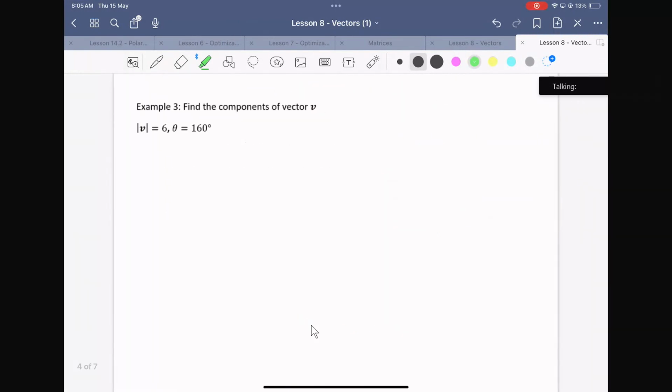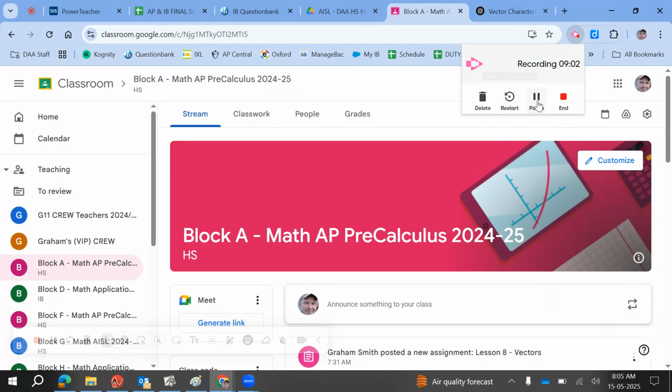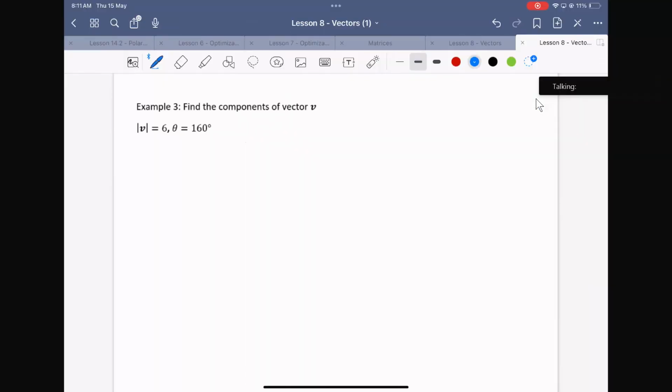Okay, example 3. We're going to need to use our calculator for this one. Have a go at this one on your calculator. All right, so find the components of vector v. What we want to do, so we'll use the formula. v is equal to 6 times the vector cosine 160, sine 160. Take out your calculator in your hand.